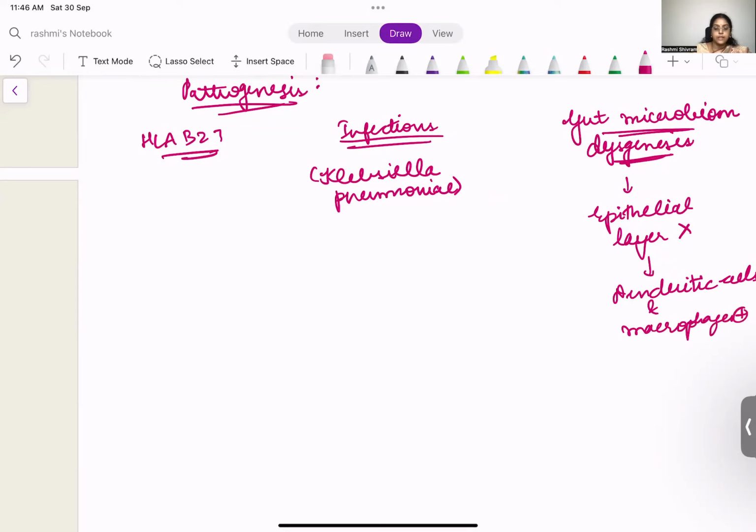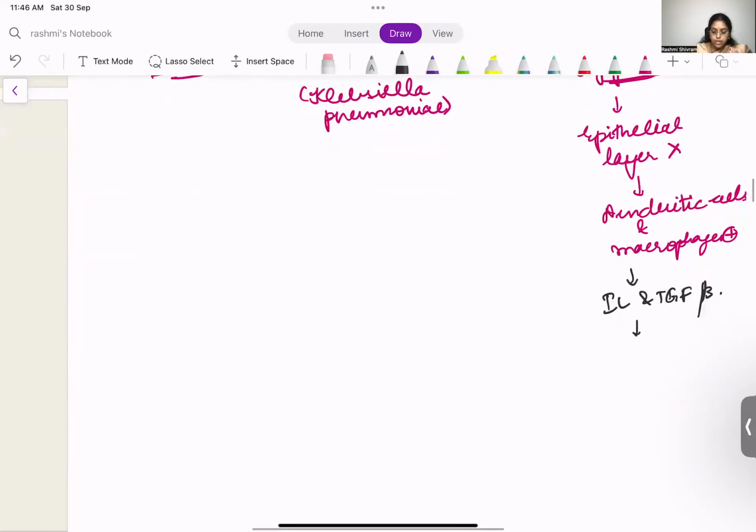Macrophages are stimulated. The dendritic cells and macrophages are stimulated. Because of this, what happens? A few very important interleukins and TGF-beta are produced. Because of this gut microbiome dysregulation, the interleukins and TGF-beta are produced. Because of this, there is something very important called interleukin 23 and interleukin 17. These become activated. Interleukin 23 and interleukin 17 become upregulated.